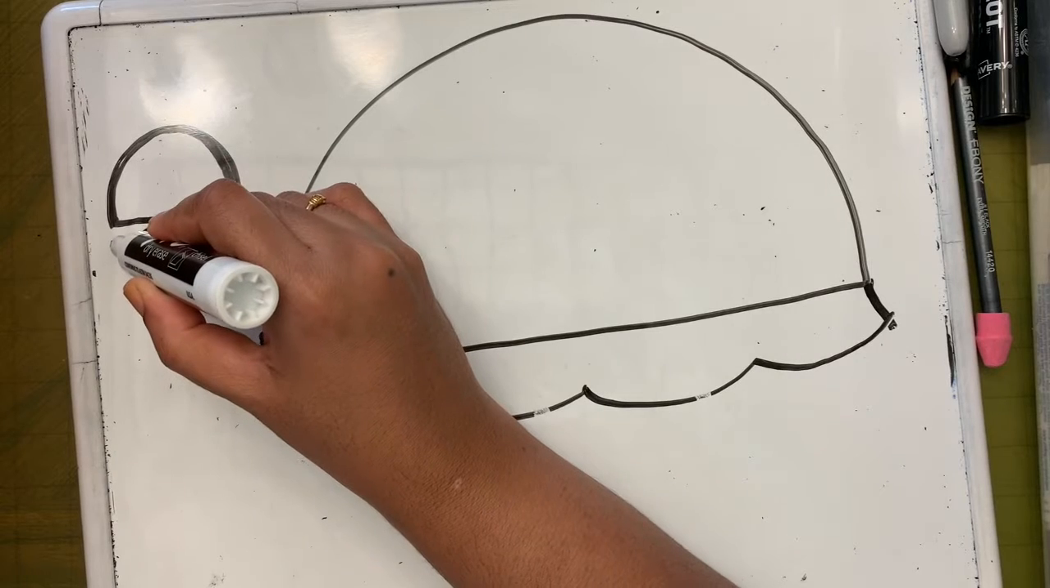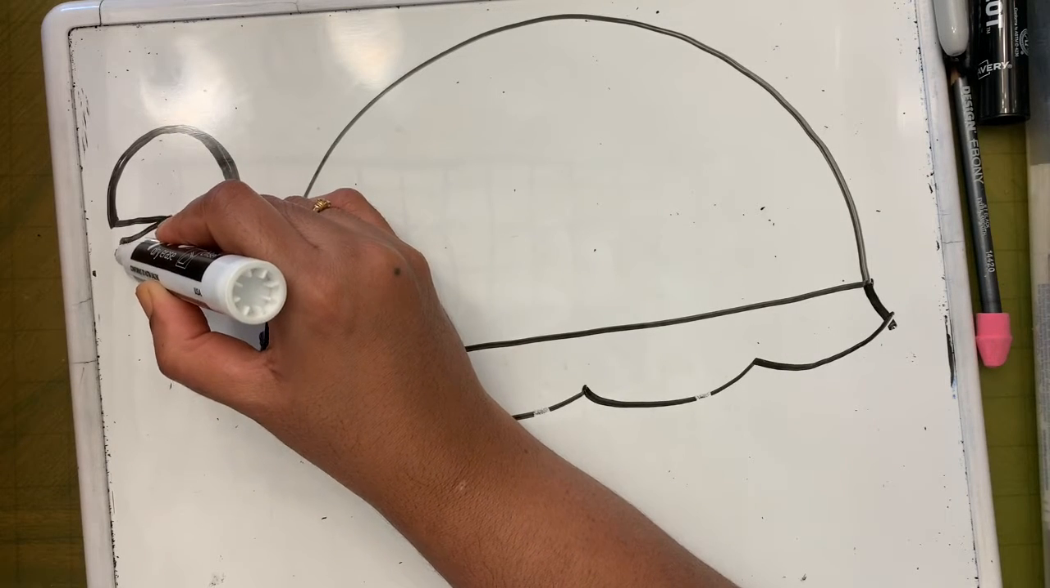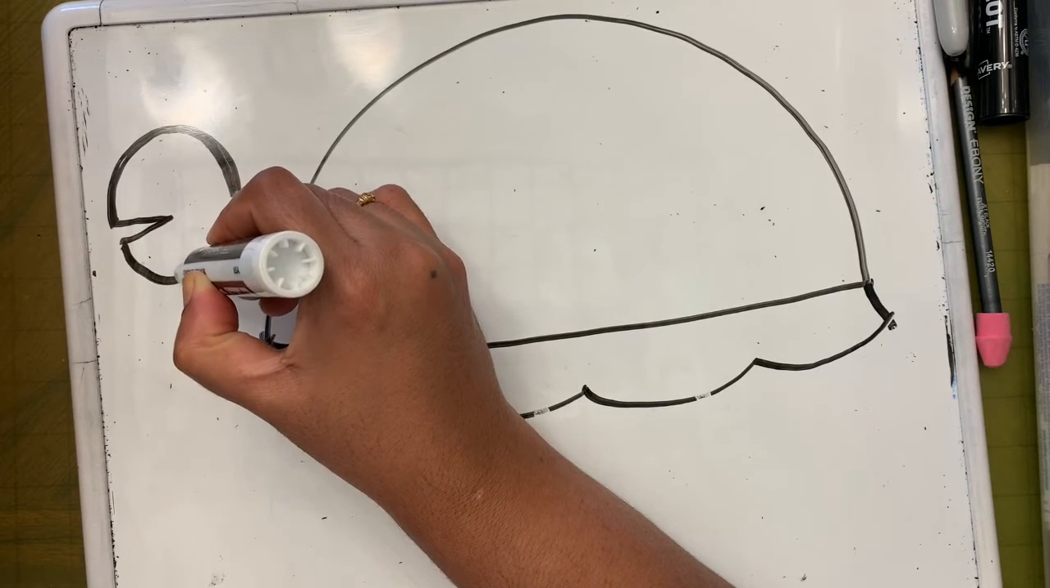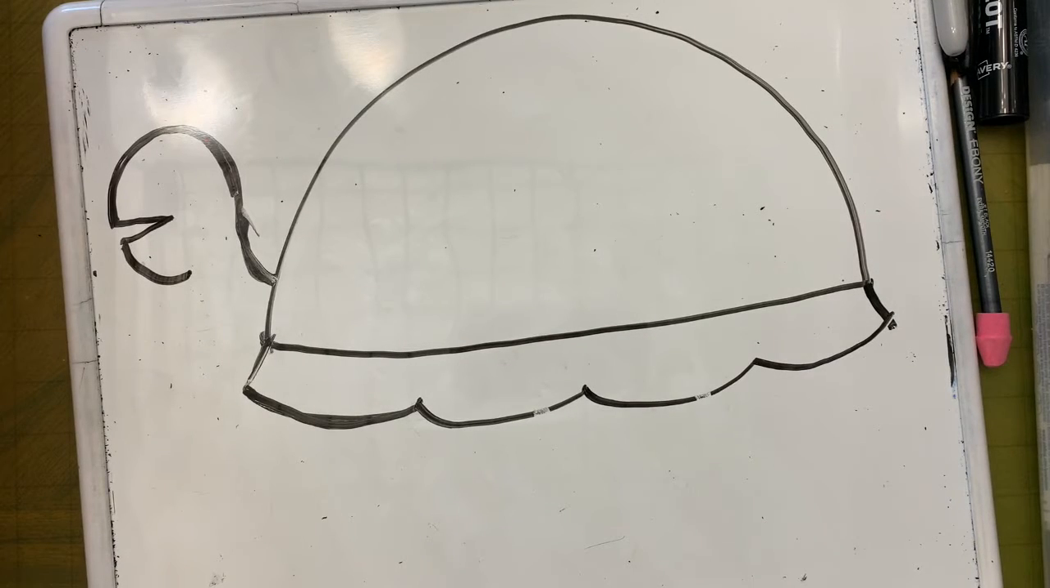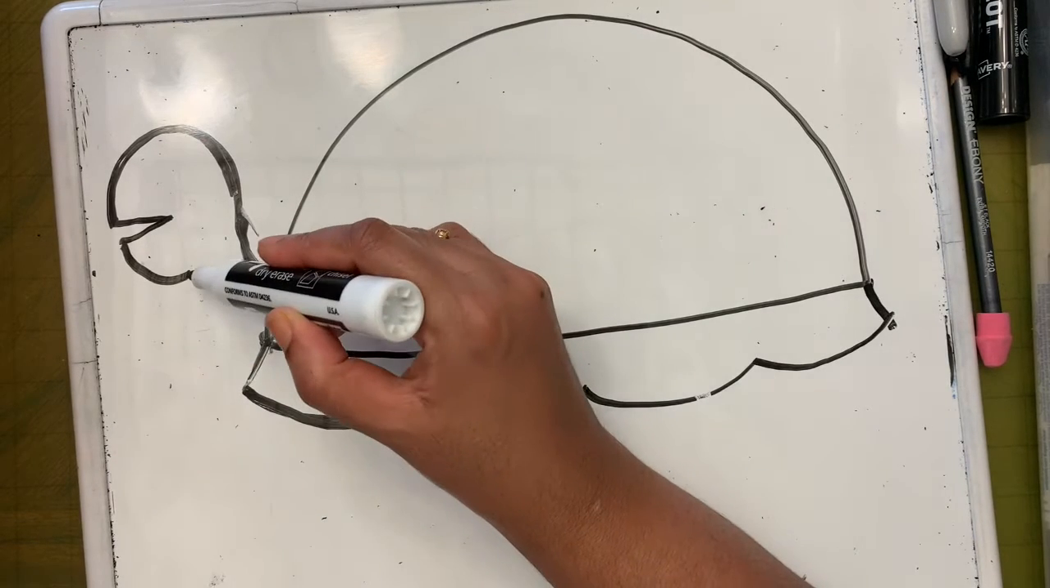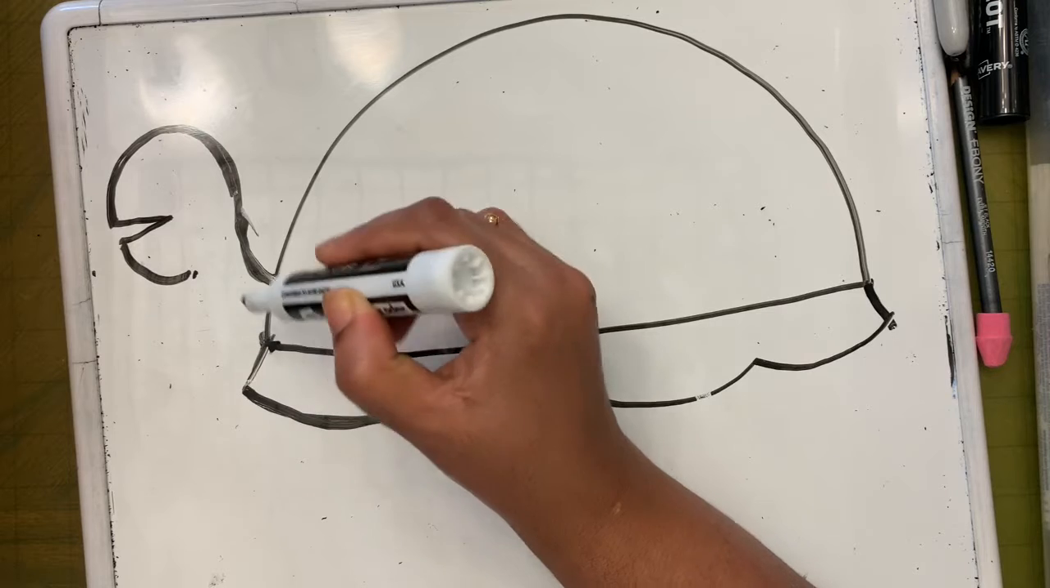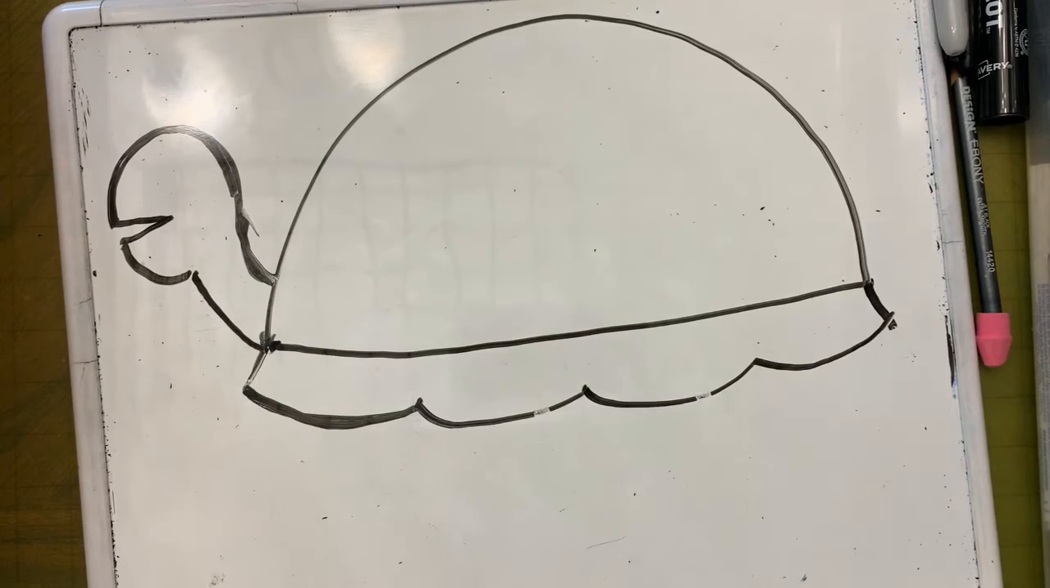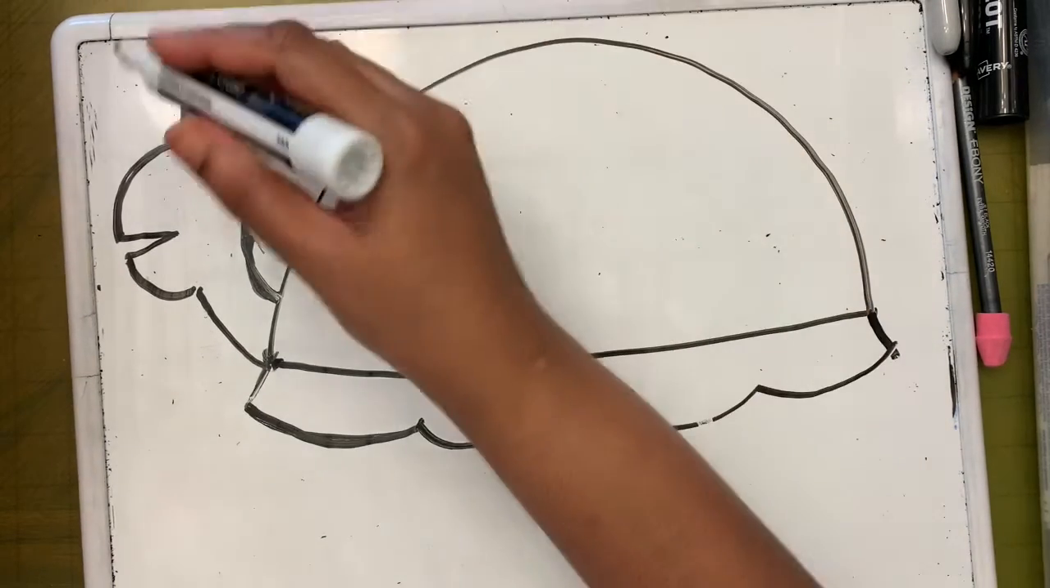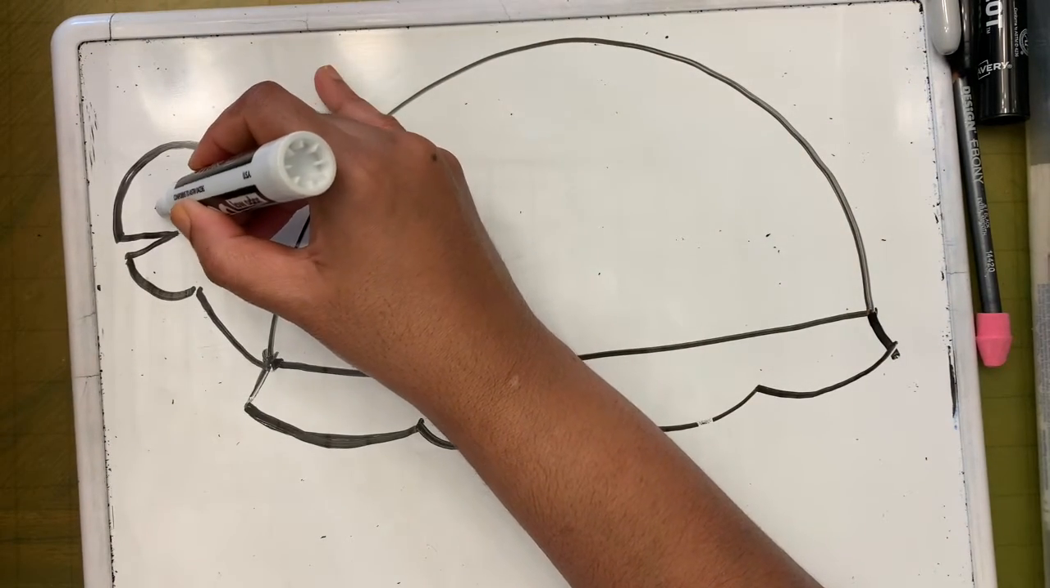Now I'm going to make a C connected to that, and then I'm going to connect it here, to the shell. Got it? Now let's draw the eyes. Eyes can be closed.